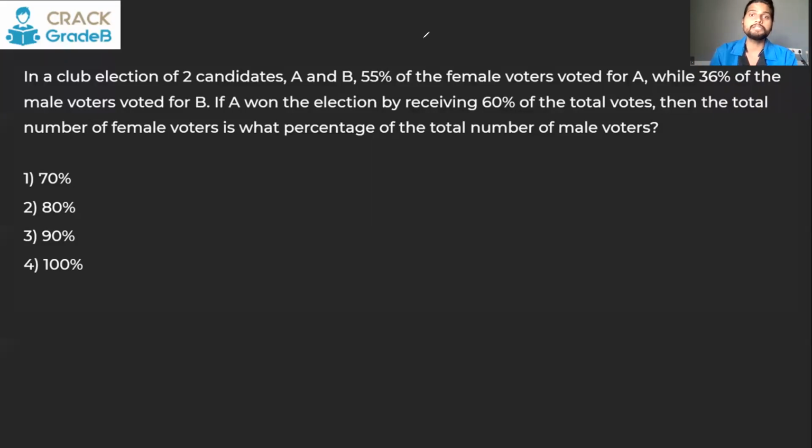So friends, this is the question which I call a 2 by 2 question. 2 by 2, why? Because there are two candidates A and B, and against those there are two other types of voters, females and males. So that is why I call it 2 by 2, 2 parameters by 2 parameters. So we solve these types of questions by making tables. So you can just make a 2 by 2 table like this.